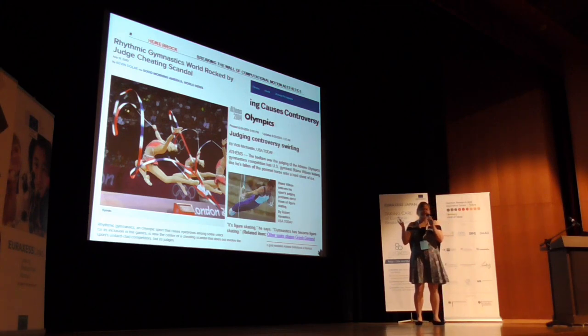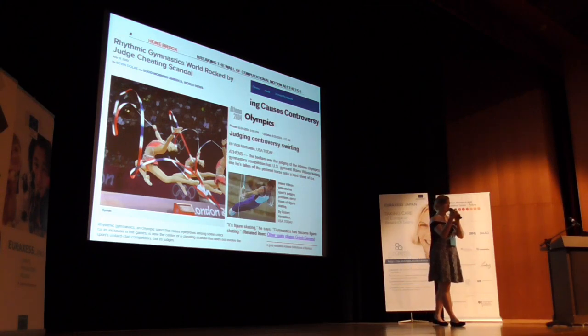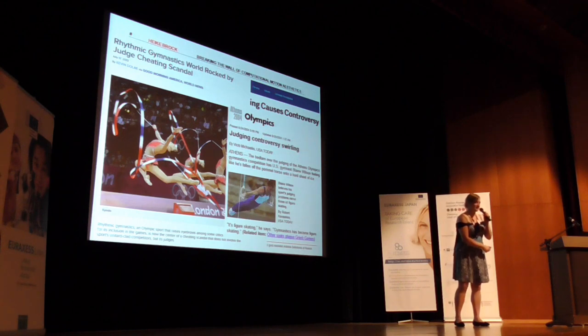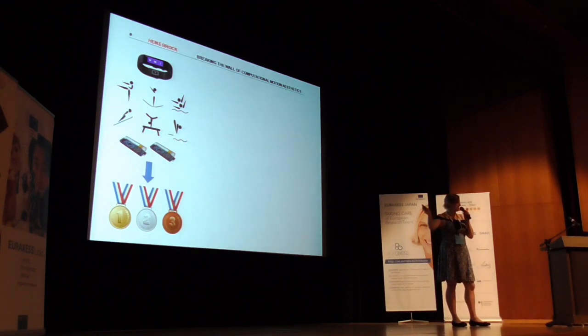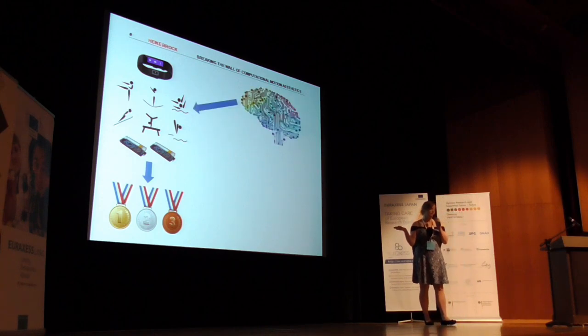So I wonder, how can that be possible? We have so many smart devices. We can capture ourselves. We can monitor everything that we do in daily life. So why can we not just take some sensors, put them on the athlete, and get a score out of it? Well, the answer is, that is not as simple.